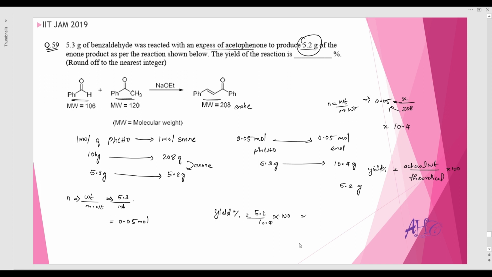So this is basically going to be 1 by 2 into 100, which is going to be 0.5 into 100, which is going to be 50%. So you'll have 50% conversion. So product எவ்வளவு formed ஆயிருக்கும், your yield is 50%.